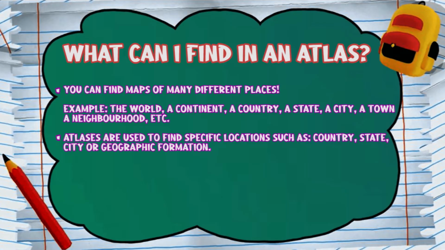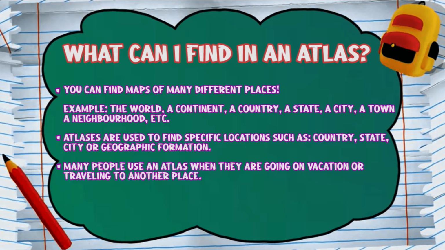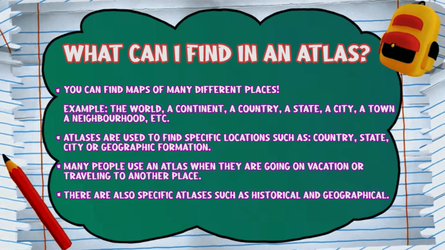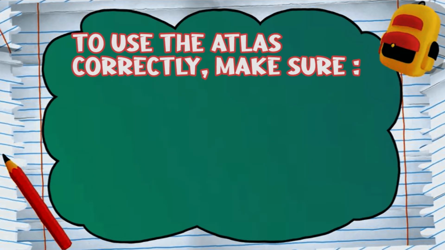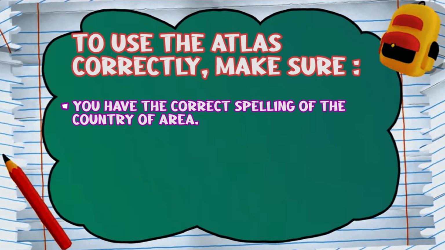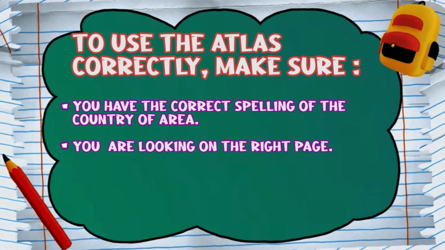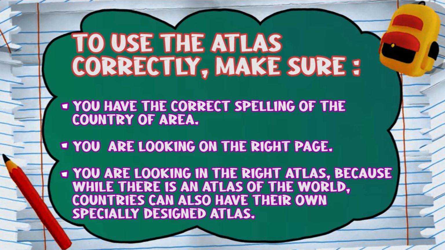Atlases are very useful to find specific locations such as countries, states, cities, or geographical formations, meaning you can see the landscape, how the land is set out, because the map is shaped like that. Many people use an atlas when they are going on vacation or traveling to another place. There are also specific atlases, such as historical and geographical. Now, to use an atlas, you want to make sure that you have the correct spelling of the country or area. You also want to make sure that you are looking in the right section or page, and most importantly, ensure that you are looking in the right atlas. Because while there is an atlas of the world, countries also have their own specially designed atlas.